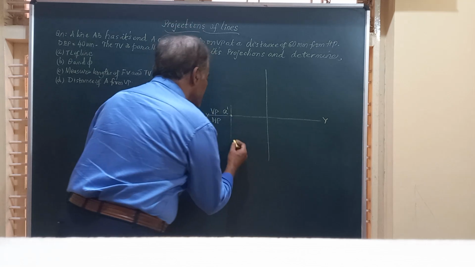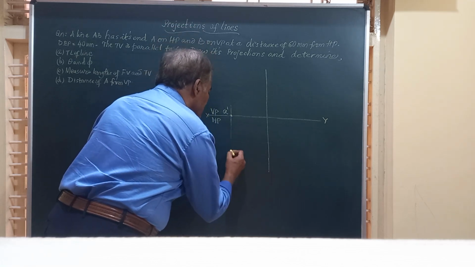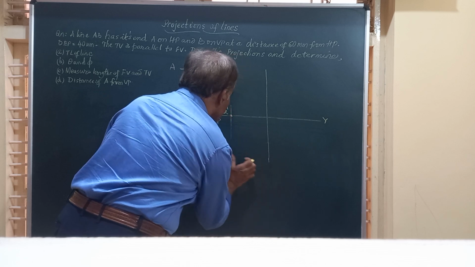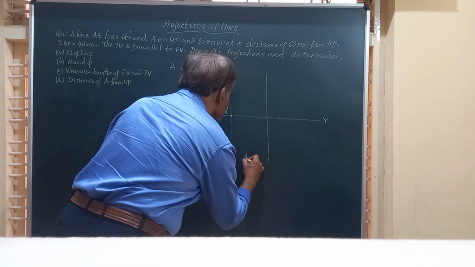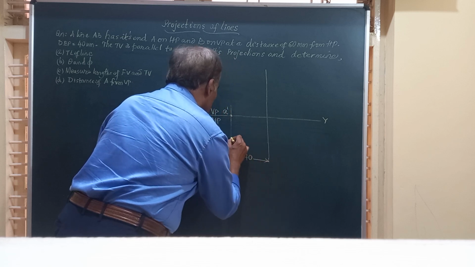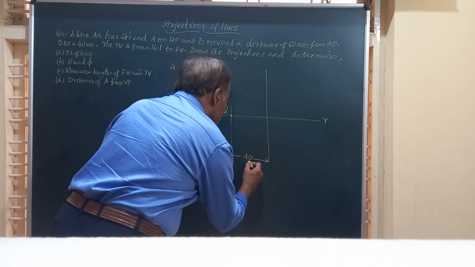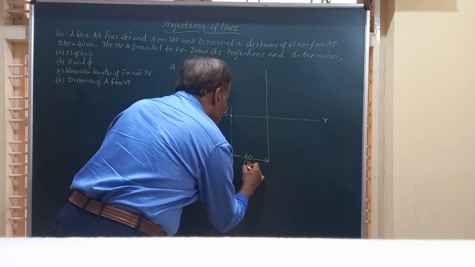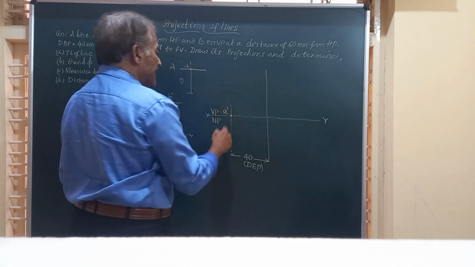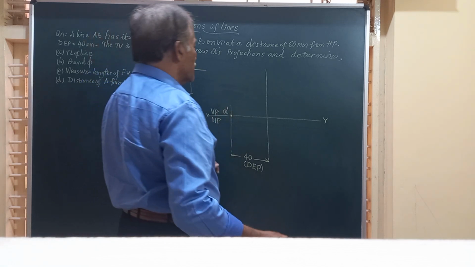Friends, this DEP given will be shown here, and it has a length of 40 mm, which I have shown as DEP. So this is the distance. I will call it DEP. So here you got A dash. A you should get somewhere here as I told before.